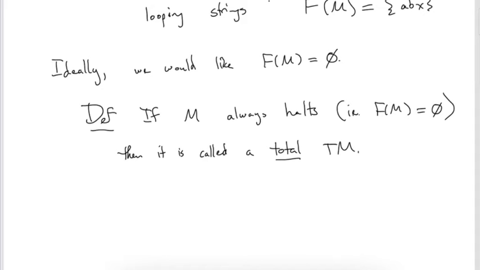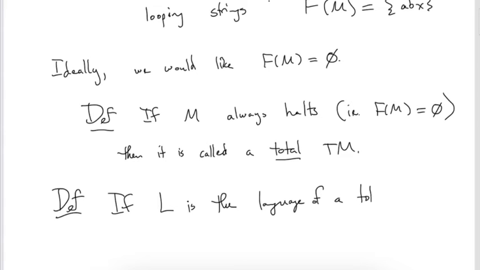All right? And this is where that other category of languages comes from. So that other category of languages, kind of in between the ones I said before, those are the ones which are the language of a total Turing machine. So here's another definition. If L is the language of a total Turing machine, then L is called recursive. All right? Recursive is the name of that other category.